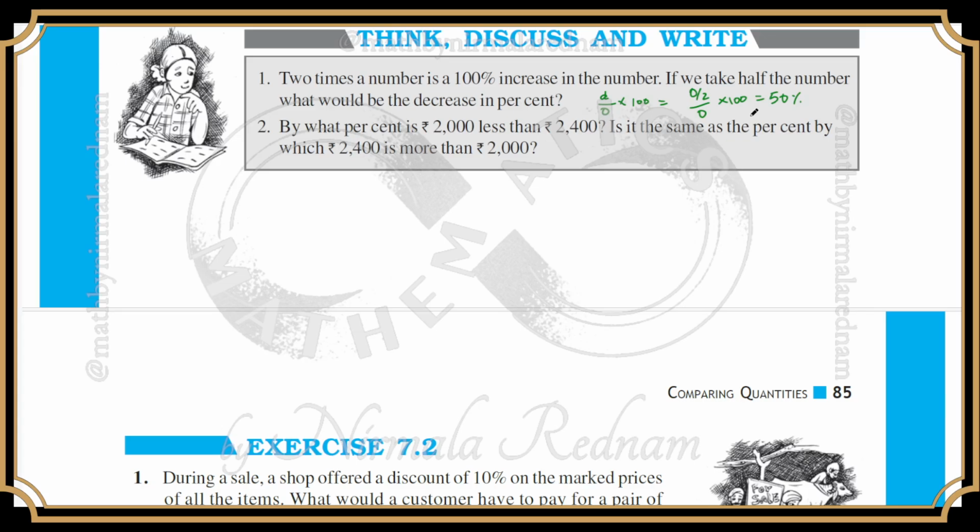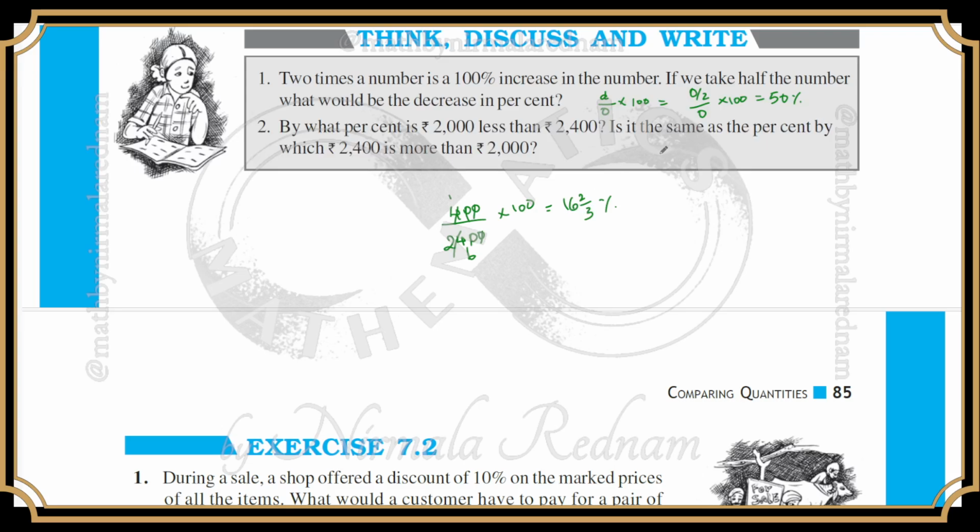Okay. Next, by what percent is 2000 less than 2400? Okay. So what is your base here? 2400 is your base. Less than this, so my denominator is going to be 2400. And what is the difference here? 400. So into 100. This is how you're going to look at it. Right? So you will get it in fractions, 16 2 by 3%. Right? So this is your percent.